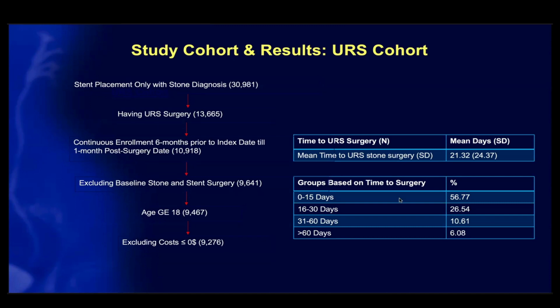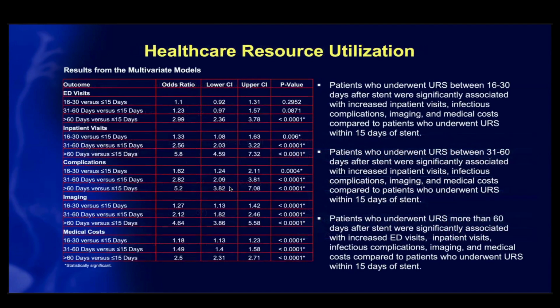So when we looked at the delay to ureteroscopy, we looked at a number of factors. We looked at return to ED. We looked at inpatient visits, complications, imaging, and then medical costs. And what you notice is that the longer you wait, the higher is your risk of all of these outcomes. So ED visits, inpatient visits, complications increase, imaging increases, and then medical costs, of course. And it's progressive. So the longer you wait, the higher is your risk for each of these outcomes.